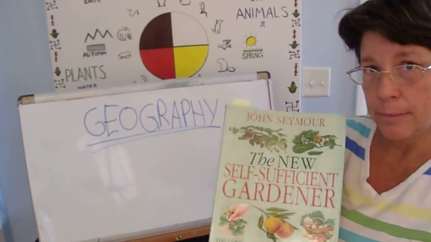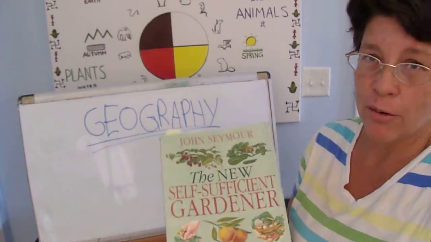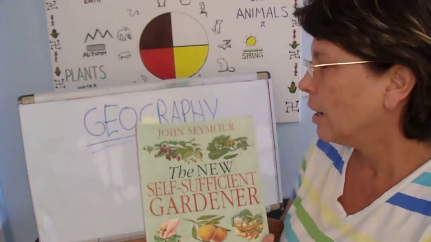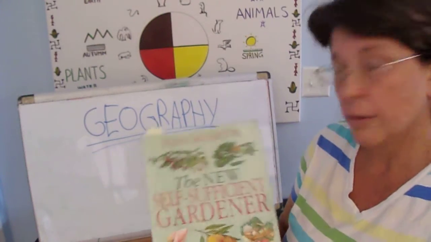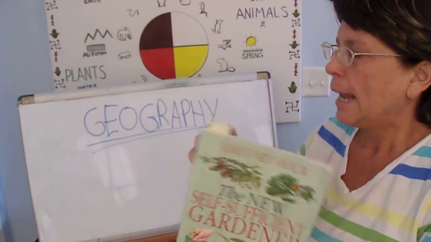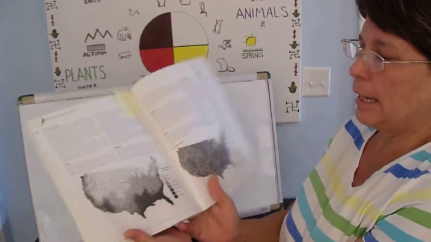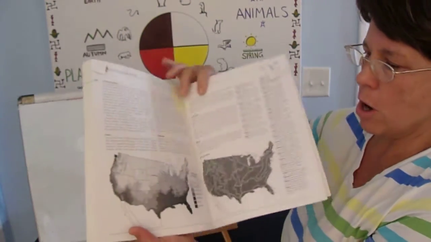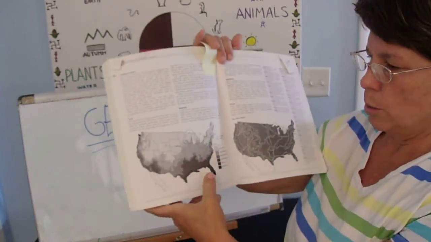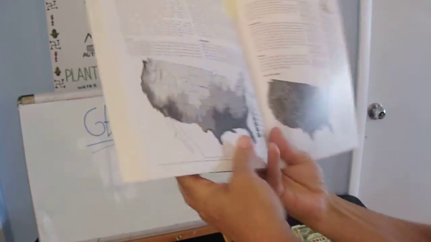Another favorite book of mine, I have many favorite books, you'll find that out, by John Seymour, the new Self-Sufficient Gardener. He has some nice maps in the back, and he has a frost map, which is nice. Let's see if I can get a close-up of that.